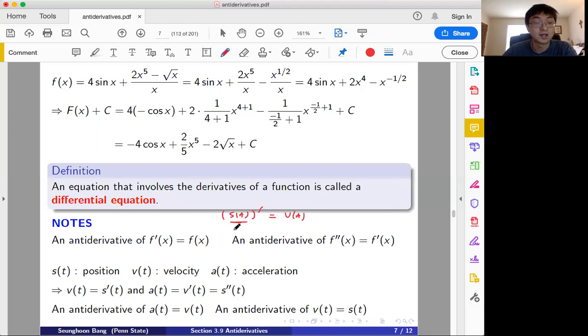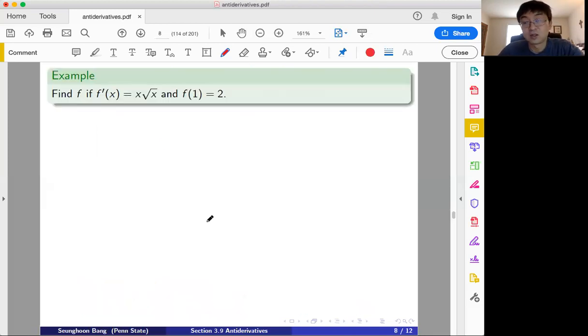This is the whole idea. The next thing, we try to solve differential equations. Find f of x if f prime of x equals x times the square root of x and f of 1 equals 2. So here, not easy, you can change it. x times square root of x is x times x to the 1 half. You can add it: the power is 3 over 2, because this power is 1, and power 1 plus 1 over 2 is 3 over 2.